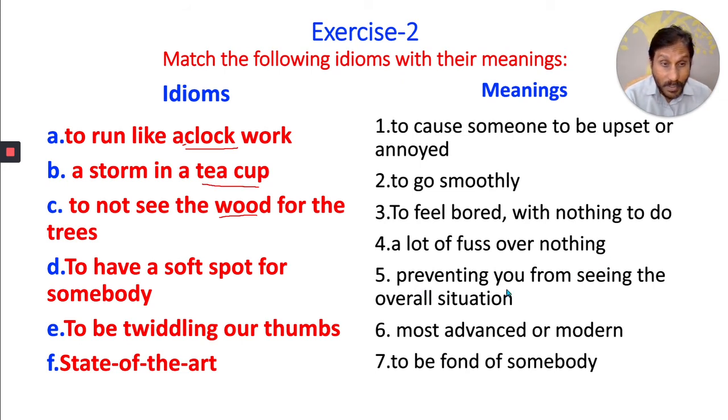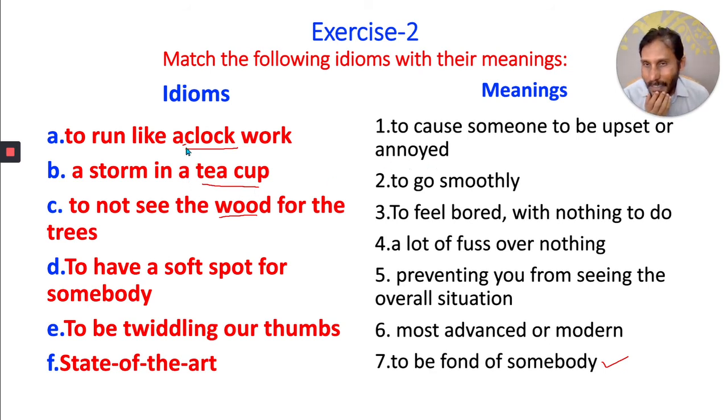Next one, preventing you from seeing the overall situation. You can't see the overall picture of something. You cannot distinguish, you have a confused picture. Most advanced or modern. Another meaning, to be fond of somebody. You like somebody very much. Small children like that. So can you connect? Is it 7 meanings to these 6 idioms? One has to be left out. Just observe. Okay, shall we go?